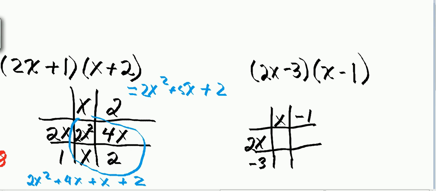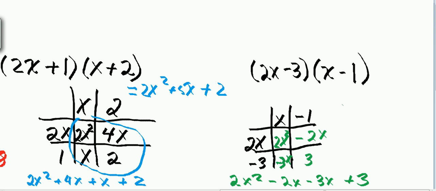And I've got 2x times x, so I have 2x squared. And then I have 2x times negative 1, that's negative 2x. And then negative 3 times x is negative 3x. And negative 1 times negative 3 is positive 3. So I add these together: 2x squared minus 2x minus 3x plus 3. And I combine my inside terms that are alike, and I get 2x squared minus 5x plus 3.